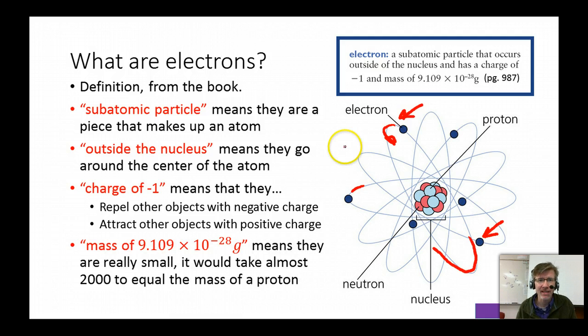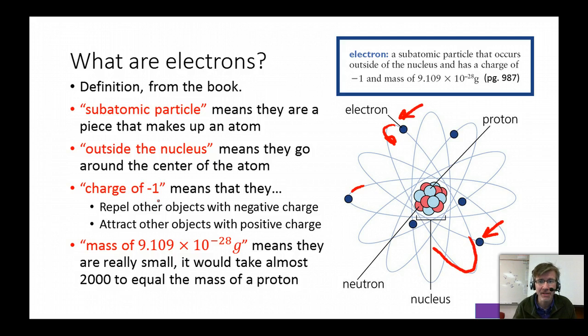And when we say the mass of an electron is really small, 9.109 times 10 to the minus 28 grams, we mean that it would take almost 2,000 electrons to equal the mass of one proton. So there really is a big mass difference between protons and electrons. And we don't say it here, but protons and neutrons are about the same mass. So electrons are also much smaller than neutrons.